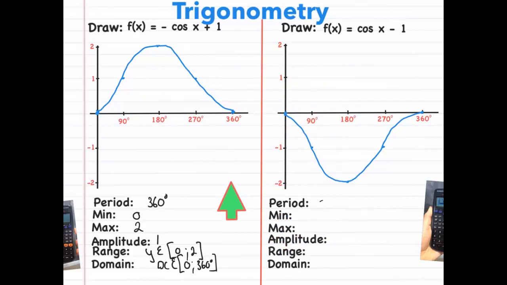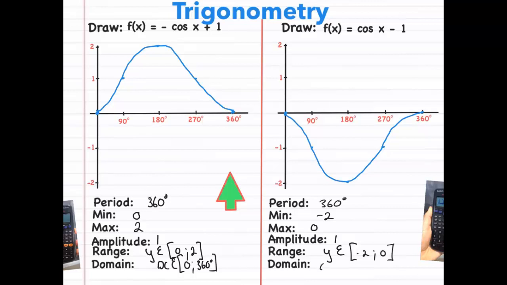What is the period for a cosine graph? Well, that's quite easy. It's 360 degrees. The minimum for this function is a -2. So let me write that in, -2. The maximum is a 0. That's the highest point on the graph, which is at the 0 on our y-axis. The amplitude, we can just read it off, which is a 1. We can also calculate it, right? The range, that is y is an element from the lowest point to the highest point. We just have to make sure that we write it correctly. So it goes from -2, the lowest point, to our highest point, 0.